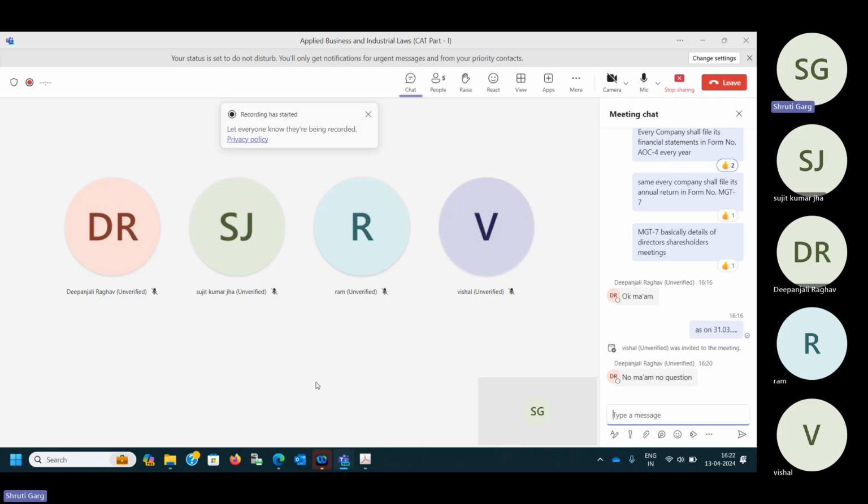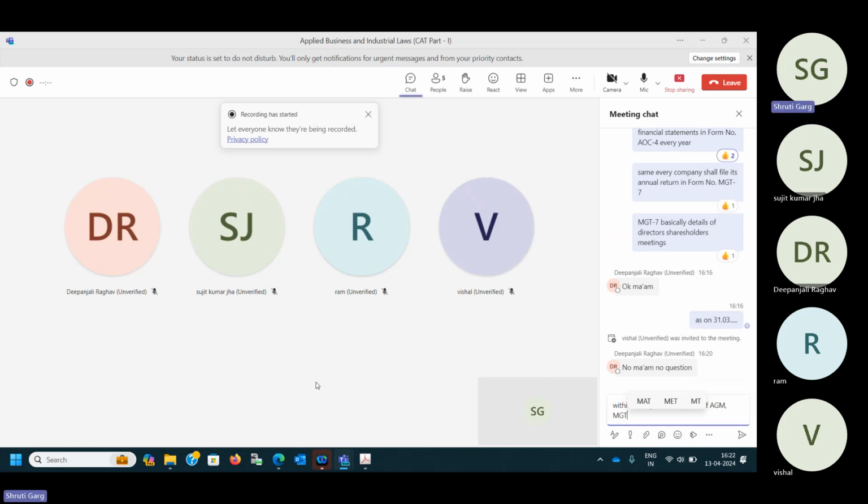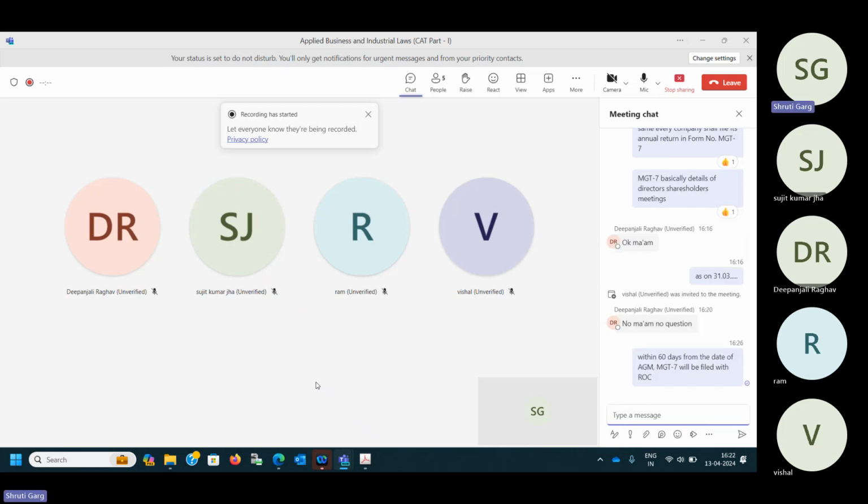Within 30 days, within 60 days from the date of annual general meeting, MGT 7 will be filed with ROC. And the AGM due date is 30th September.